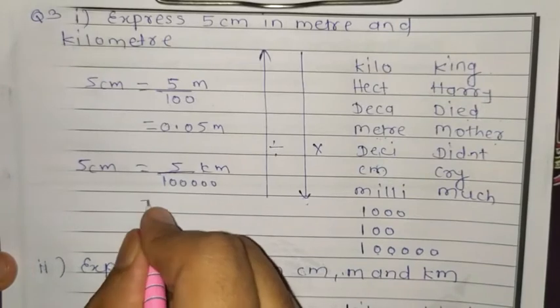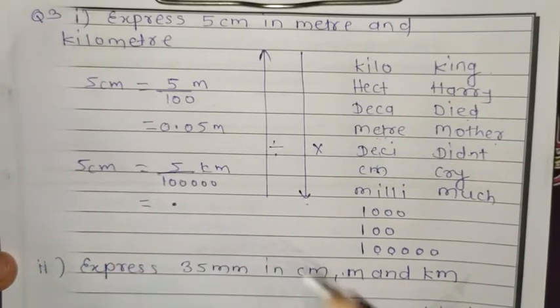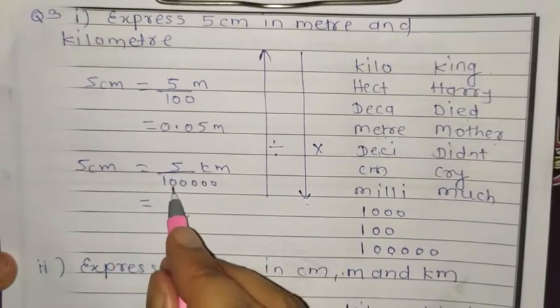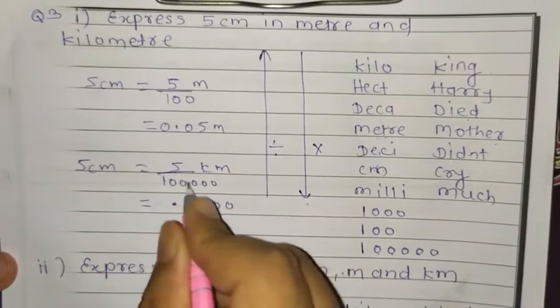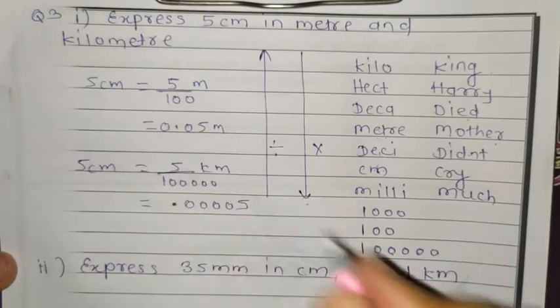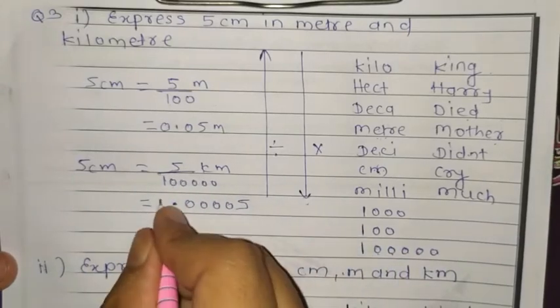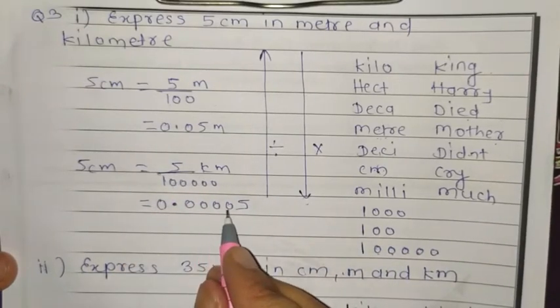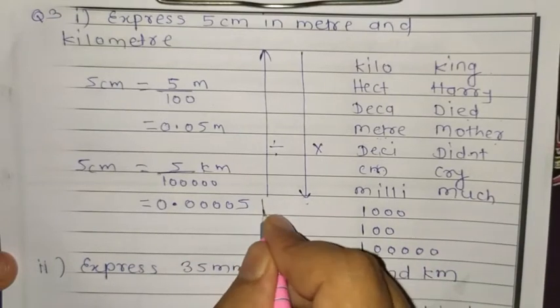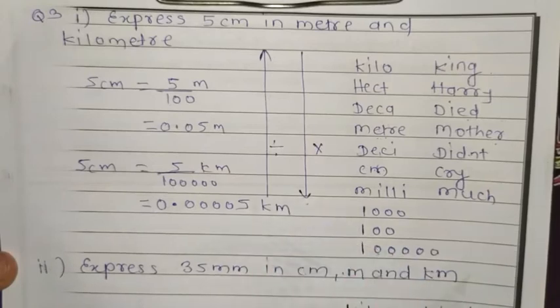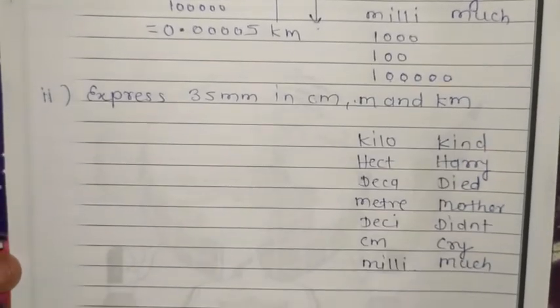So our answer is point, you write first. After point how many digits? 1, 2, 3, 4, 5. So you write 4 zeros, and the fifth one is nothing but that number. So it is 0.00005, total 4 zeros and then 5, and lastly you write the unit kilometer. So this is the simple technique.